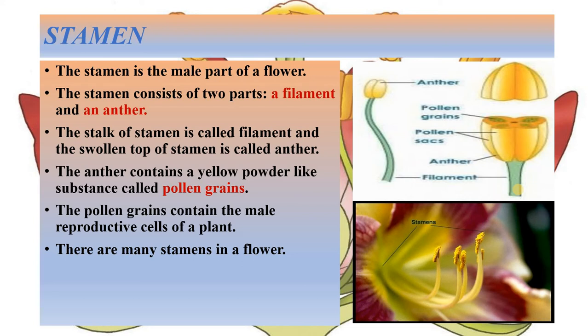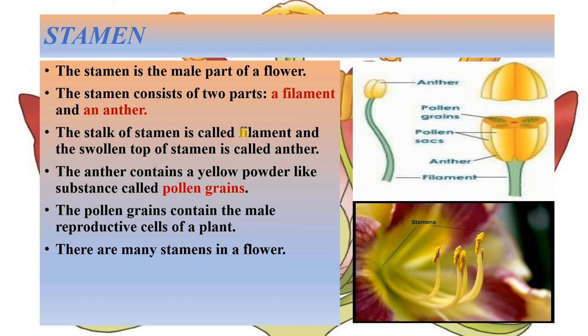Now, what does the anther contain? This is the anther. If you touch the tip of the anther with your finger, you will find that some yellow colored dusty powder attaches onto your fingertip. This yellow powder-like substance is called pollen grains. Very important. The anther contains a yellow powder-like substance called pollen grain. If you cut the anther of a flower horizontally with a blade, then you can see the pollen grains in it. And what is this pollen grain actually? Pollen grain is the male reproductive cell of a plant.